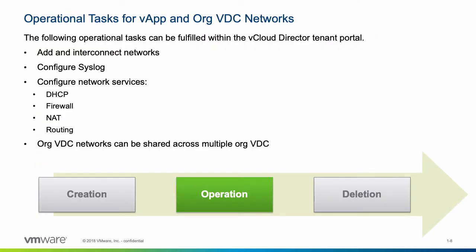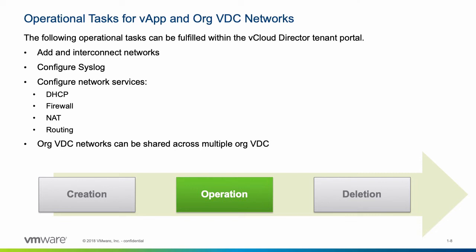Next, we're going to discuss further operational tasks that can be done from within the vCloud Director tenant portal. Typical tasks for vApps and Org VDC networks are to interconnect existing and new networks with each other, for example to ensure that an isolated Org VDC network can connect to an external network. We can configure syslog and send log files out to targets such as VMware vRealize Log Insight. This is especially useful when using firewall rules and logging is enabled.